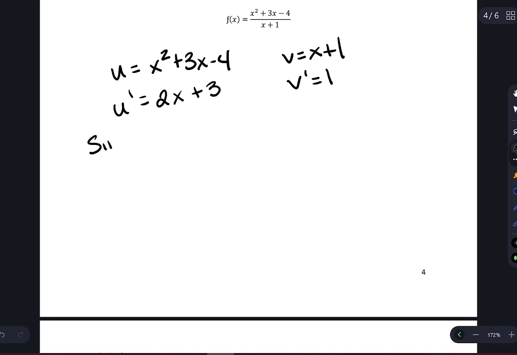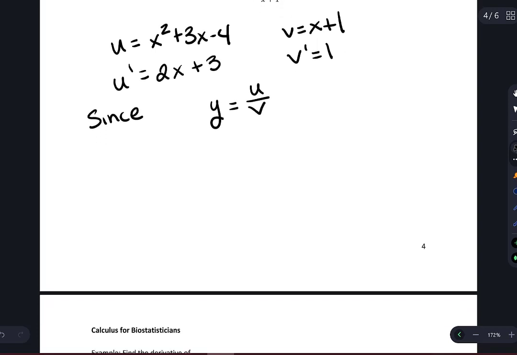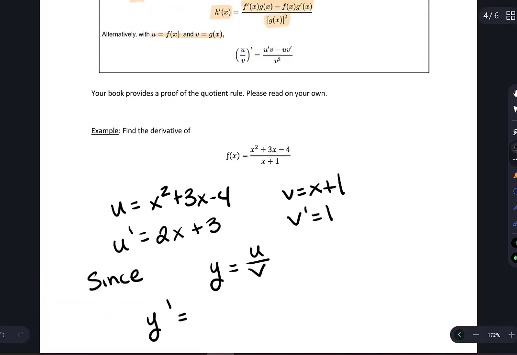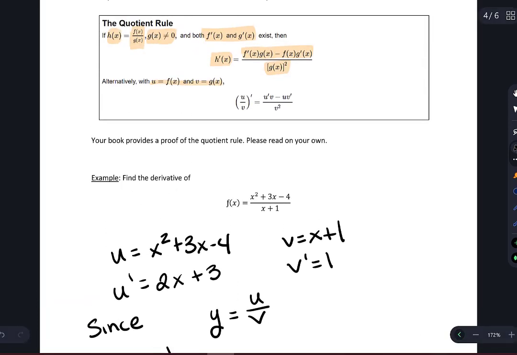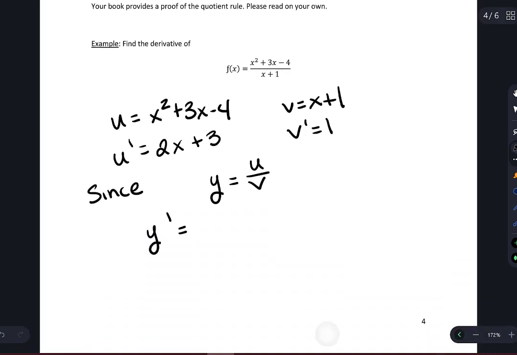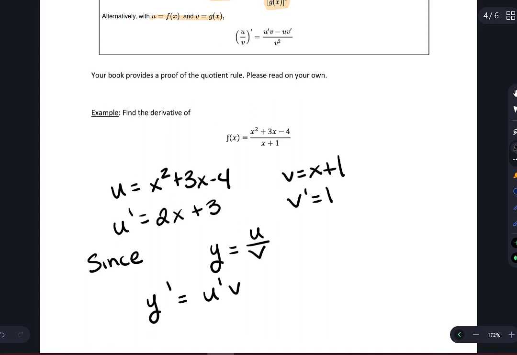And then since we could write our overall function as y is equal to u over v, we get the following derivative. So y prime is going to be equal to, we'll kind of write this up here first. So again, I'm going to be applying this rule right here. I'm going to have u prime times v minus u times v prime divided by v squared.